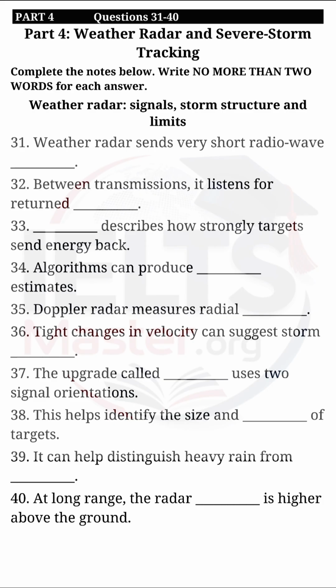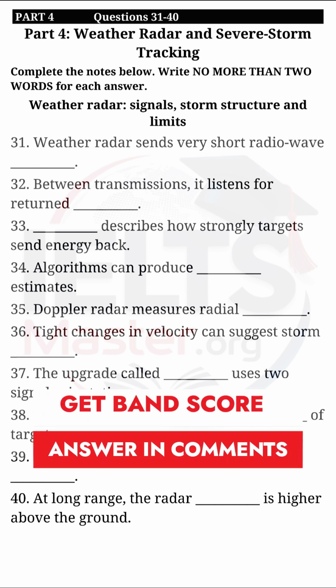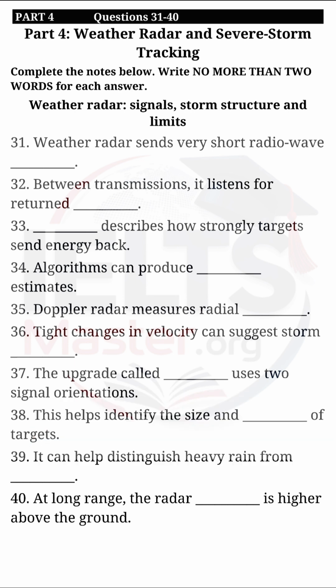In this lecture, I will introduce how weather radar helps forecasters monitor severe storms. Radar does not take a photograph of clouds. Instead, it transmits energy and analyzes what comes back from precipitation or other targets in the atmosphere. A modern weather radar sends very short radio wave pulses. These transmissions last only a very small fraction of a second, and they are repeated as the antenna turns. After each transmission, the radar pauses and listens for returned signals.